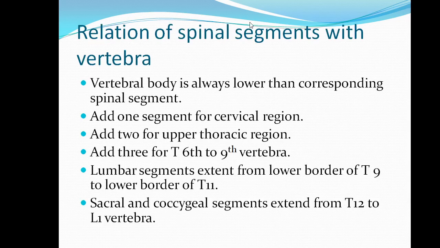Relation of the spinal segments with the vertebra. Vertebral body is always lower than corresponding spinal segment. To get the level, add one segment for cervical region, two for upper thoracic region, three for T6 to T9 vertebra. Lumbar segments extend from lower border of T9 to lower border of T11. Sacral and coccygeal segments extend from T12 to L1 vertebra.